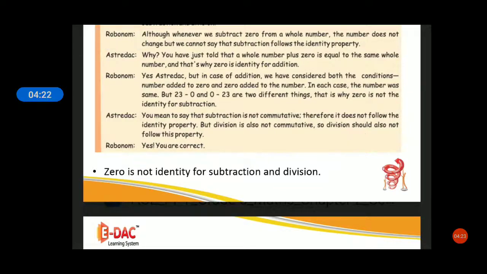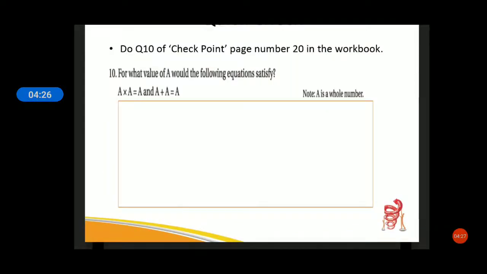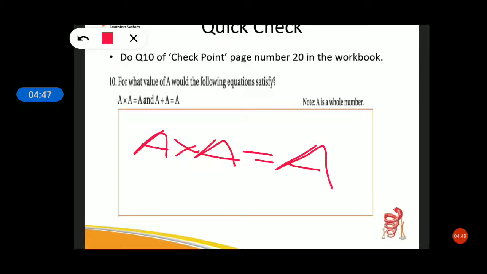Now we will see an example for multiplication. See here, students, for what value of a would the following equation be satisfied? That is, a into a is equal to a. If what we do, the equation will be satisfied? a into a should be a itself. The same for a plus a also, for multiplication as well as for addition.